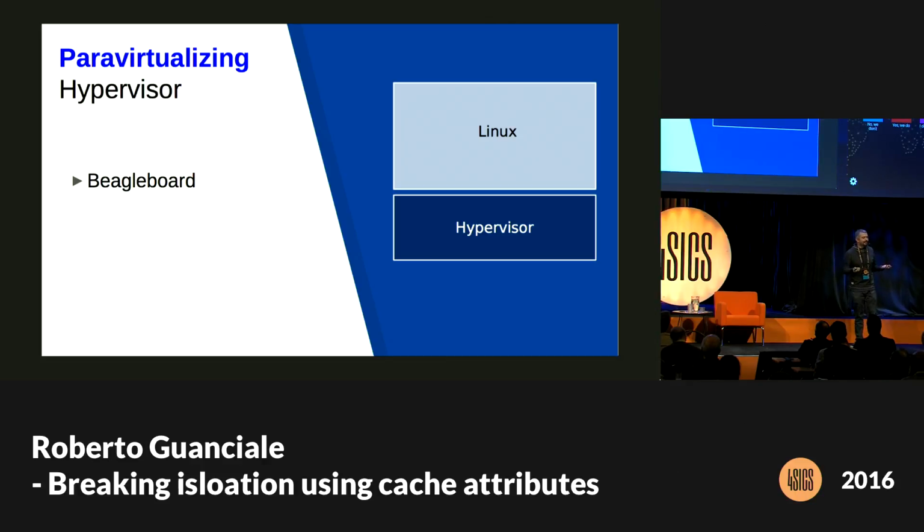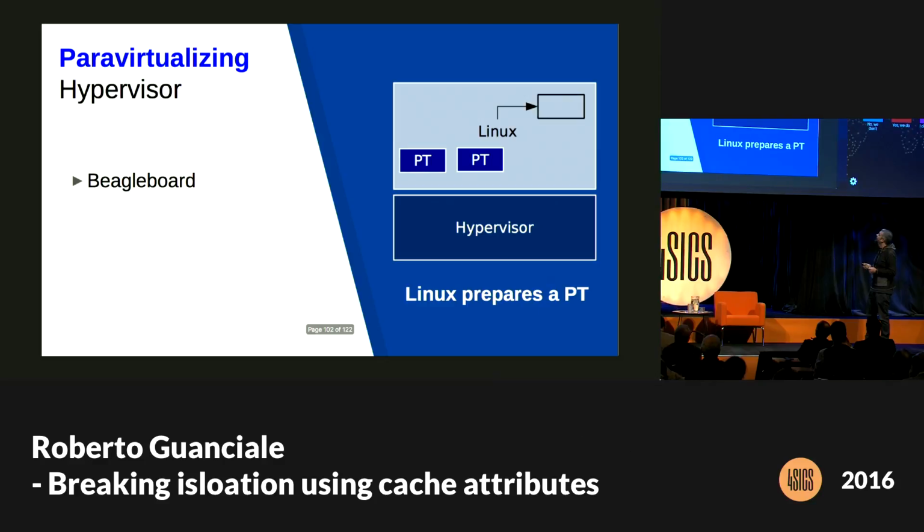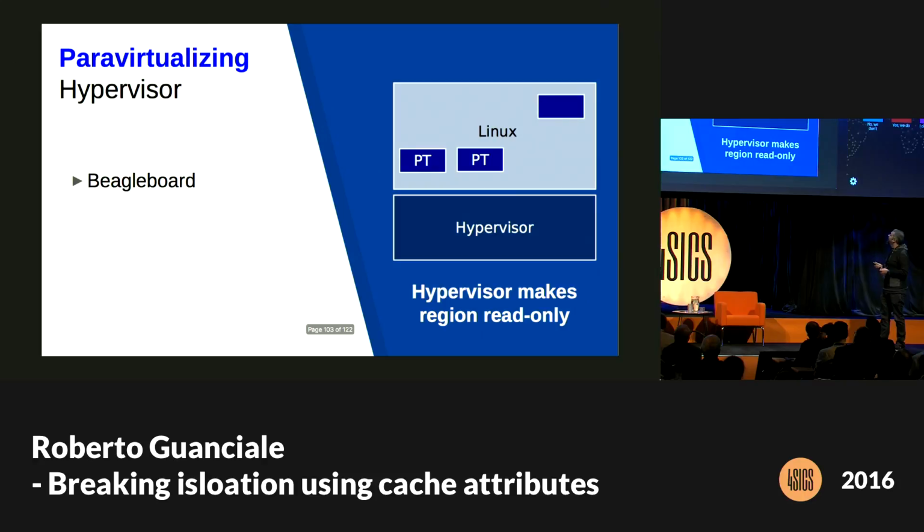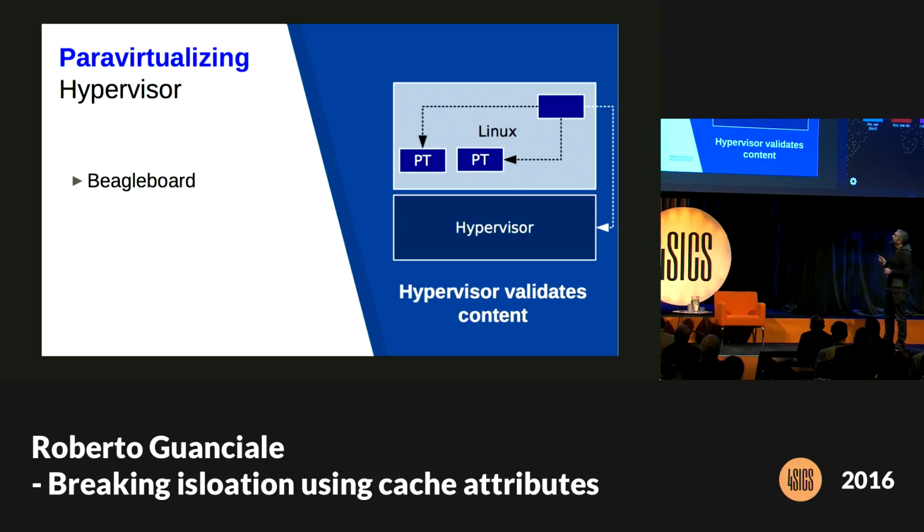So I took my formally verified hypervisor and I tried to attack it. This is a hypervisor that works similarly to Xen. It's a para-virtualizing hypervisor. So the idea is that we have a hypervisor here, and we have Linux on top of this. The hypervisor takes control of the page tables, and Linux has to ask the hypervisor to change them. That's how it works. Whenever Linux wants to spawn a new process, it prepares a new page table in memory, and then it asks the hypervisor, make this new page table read-only, and now validate this page table.